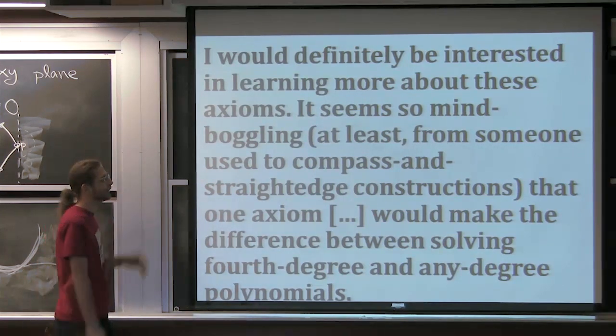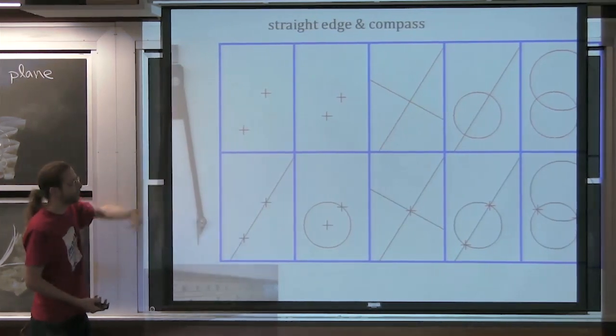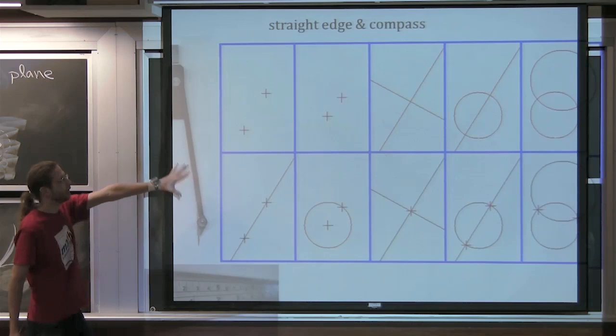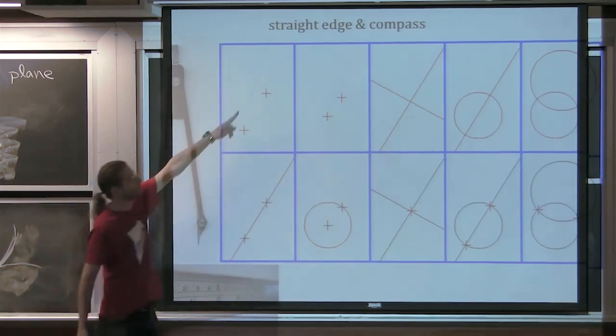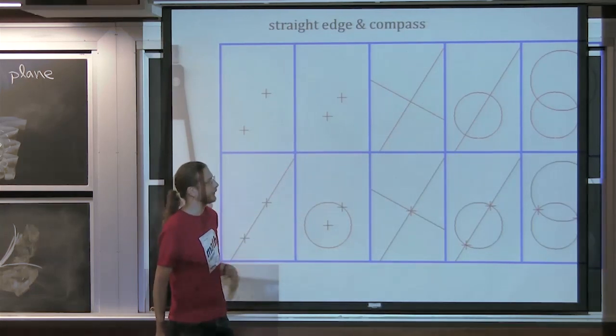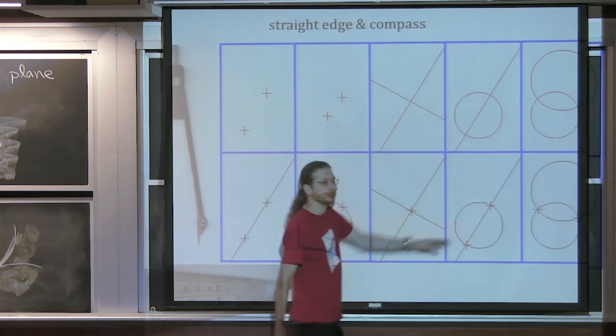Okay, almost everyone. A compass is this gadget like this. You can draw circles with it. And there's this standard mathematical formulation of a straight edge and compass, which is if I have 2 points, I can draw a straight line through them. If I have 2 points, I can draw a circle through them like that. And if I have lines and circles, I can take their intersections.